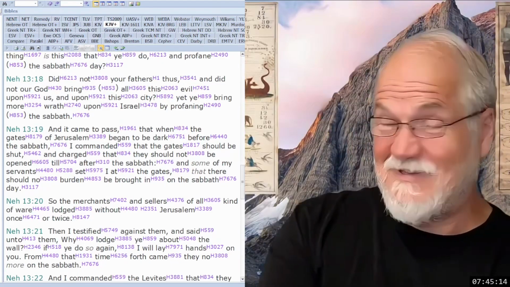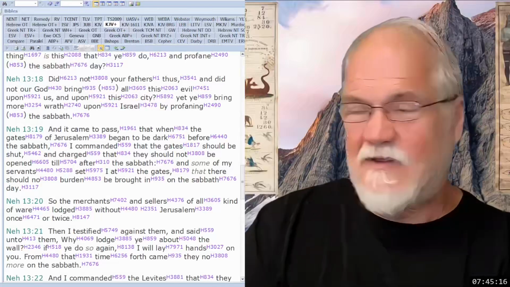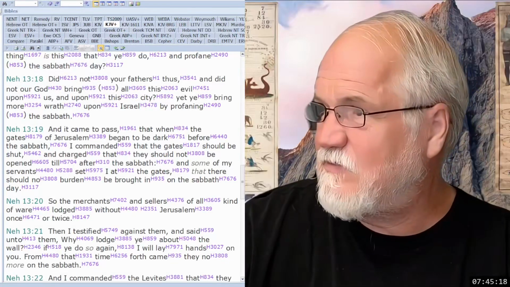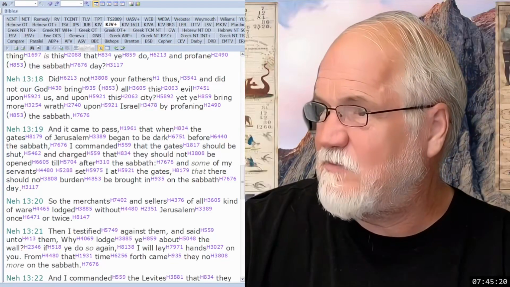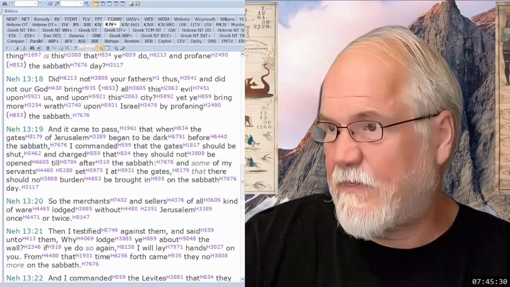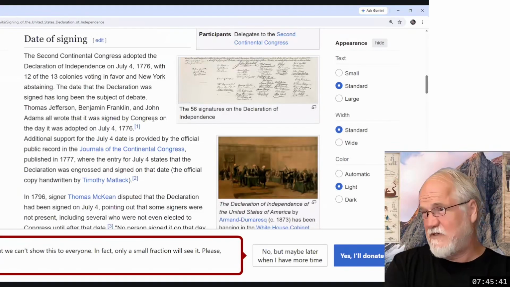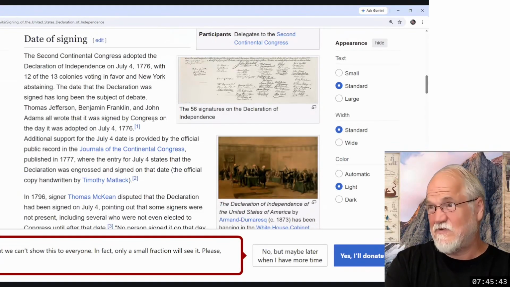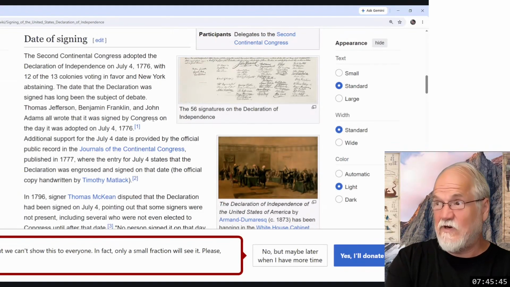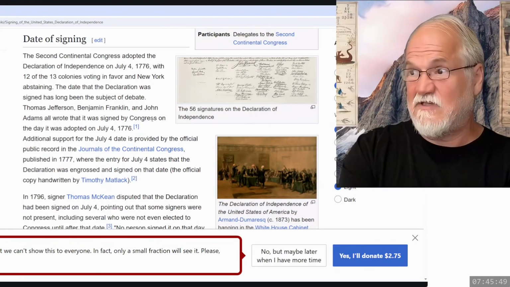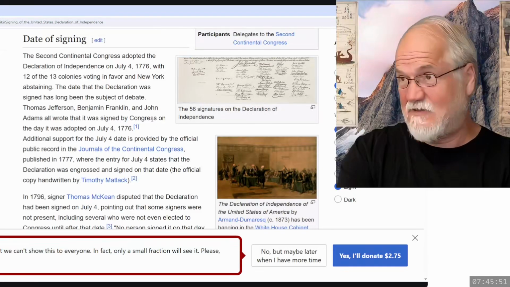Okay, I'm going to read this here, the date of signing. I can bring this up. You can see what I'm reading. It might be easier. Okay. So the Second Continental Congress adopted the Declaration of Independence on July 4, 1776, with 12 of the 13 colonies voting in favor and New York abstaining. The date that the Declaration was signed has long been the subject of debate.